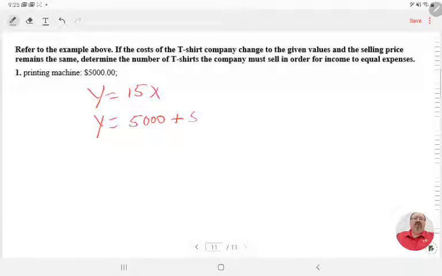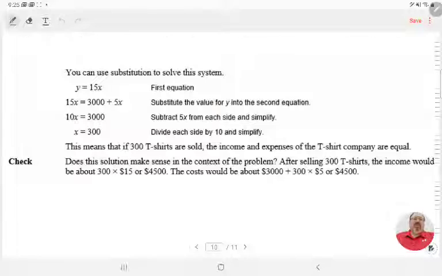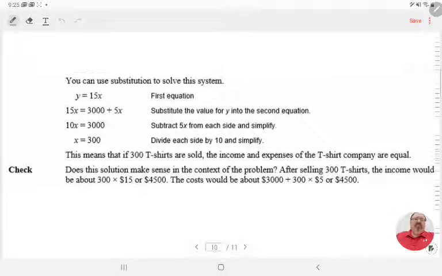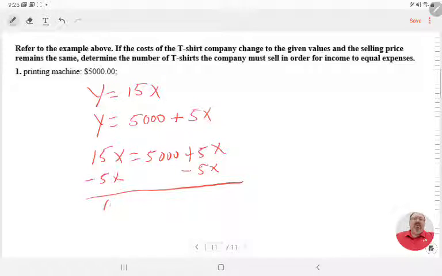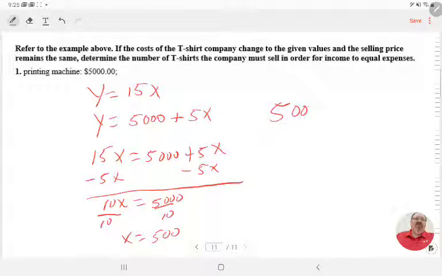plus 5X. I believe that's what it was. Yes. Okay. So then we could use substitution again, and we would have 15X equals 5,000 plus 5X. Subtract 5X from both sides, and we end up with 10X equals 5,000. Divide both sides by 10, and X equals 500. So we need to sell 500 t-shirts.